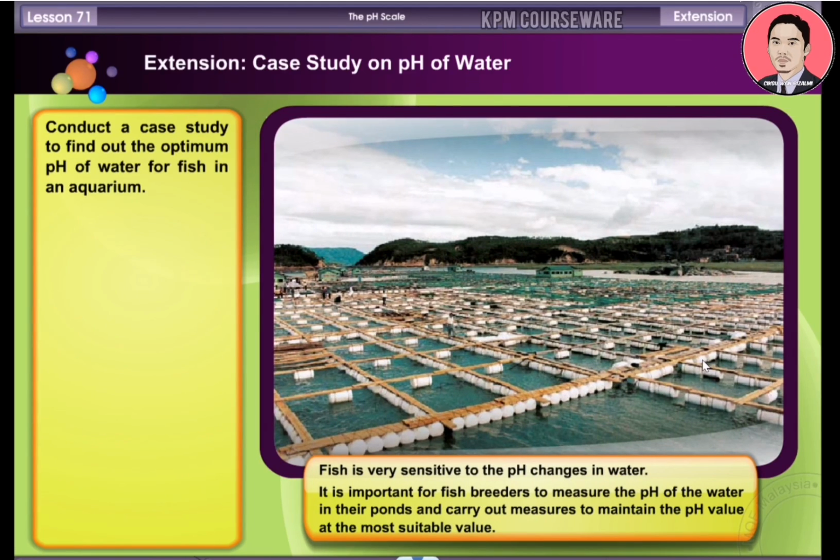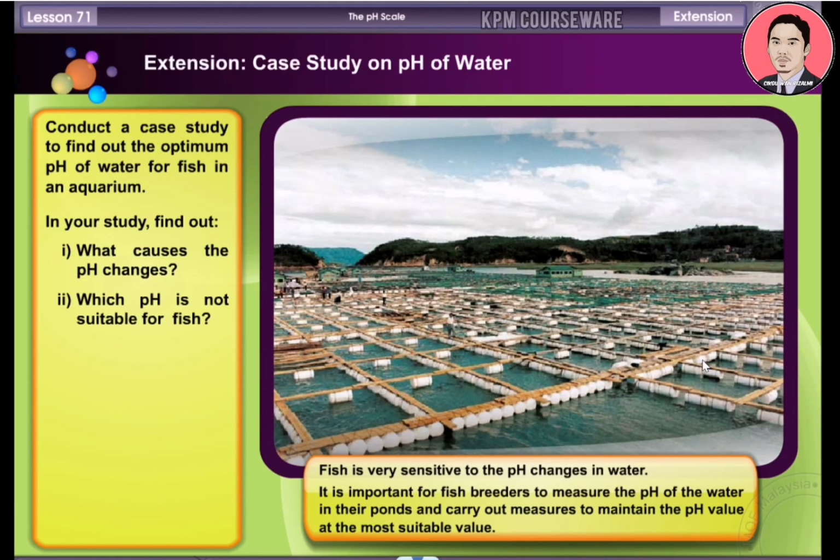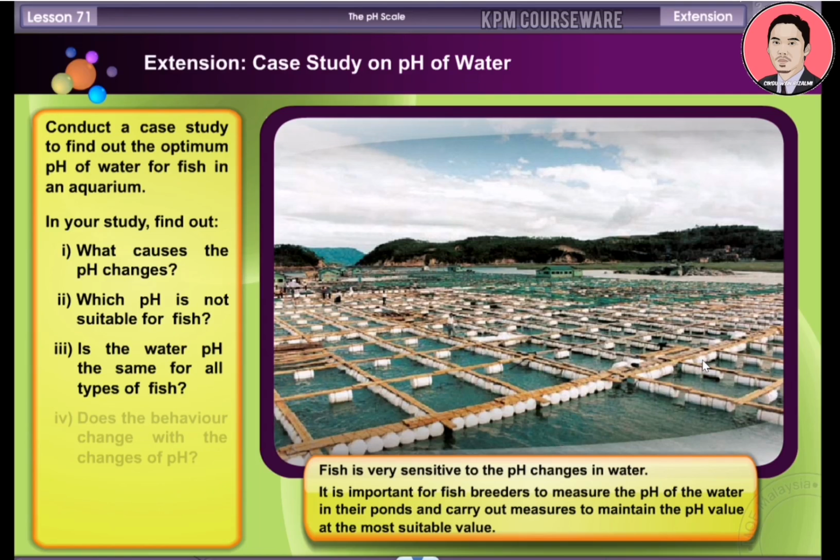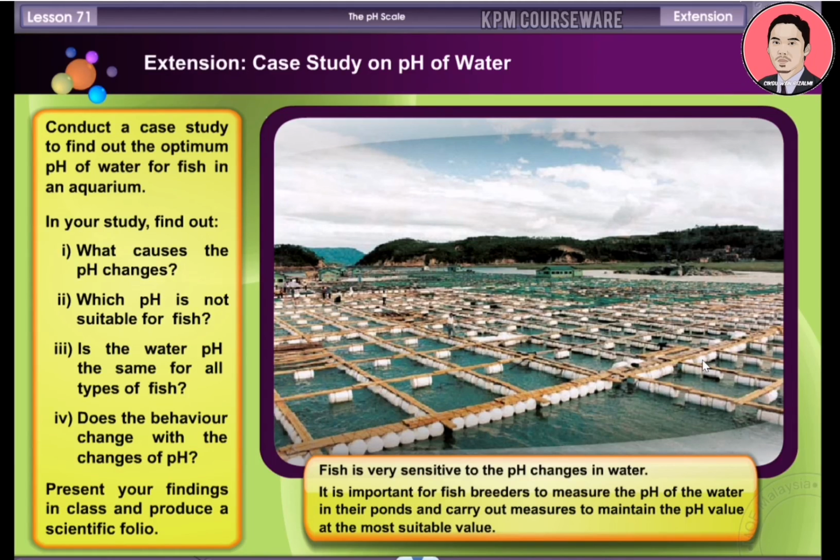Conduct a case study to find out the optimum water pH for fish in an aquarium. In your study, find out what causes the pH changes, which pH is not suitable for the fish. Is the pH the same for all types of fish? And if the fish changes its behavior with the changes in pH, present your findings in class and produce a scientific folio.